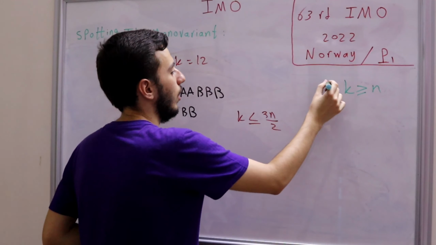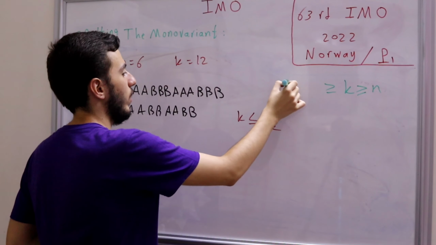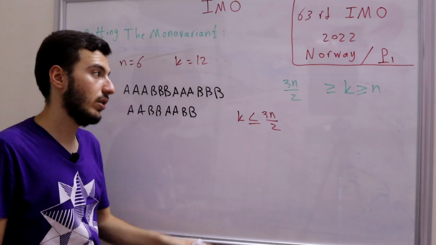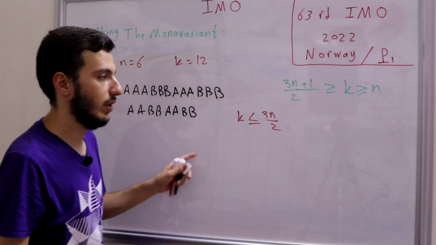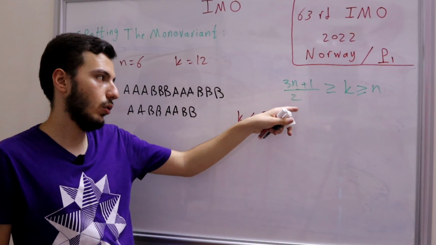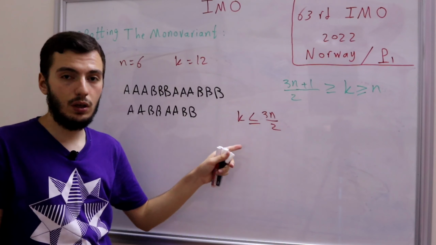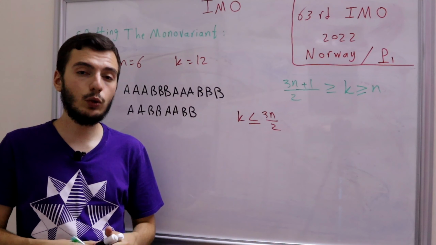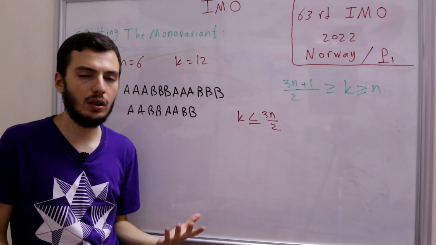Now we've shown that k is greater than or equal to n, and less than or equal to 3n over 2. It turns out for the odd n's, you just need to put plus 1 here. I will leave this to you. It's really simple. Here we have 3n plus 1 over 2. So it still works for the even n's, and for the odd n's it works, of course. You can use the floor function if you want. You can even discuss the two cases separately, odd n's and even n's. It's not a big deal really.